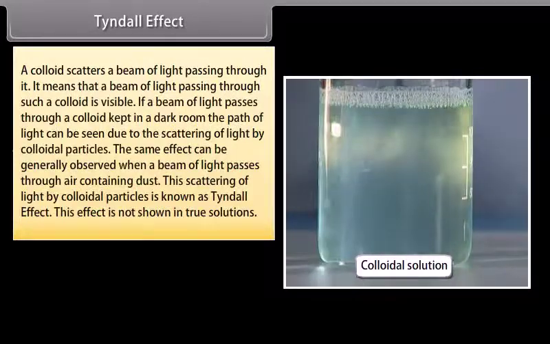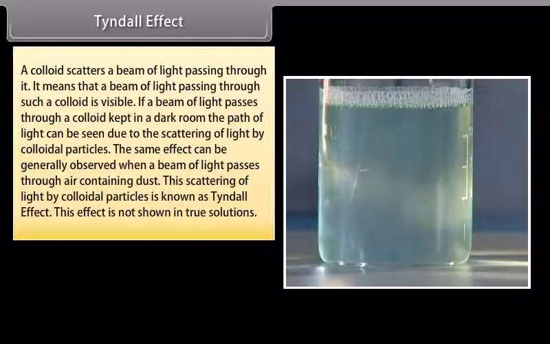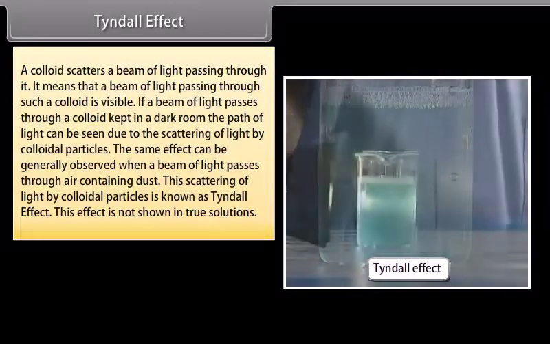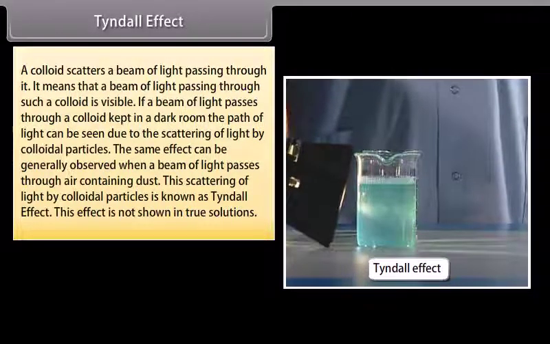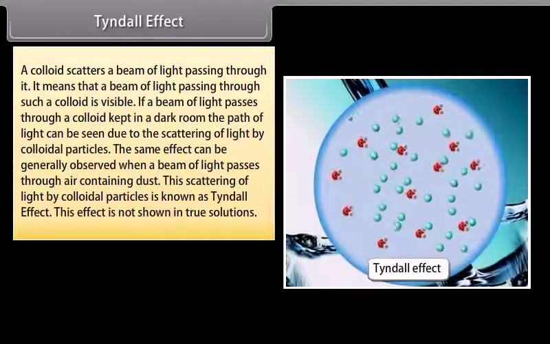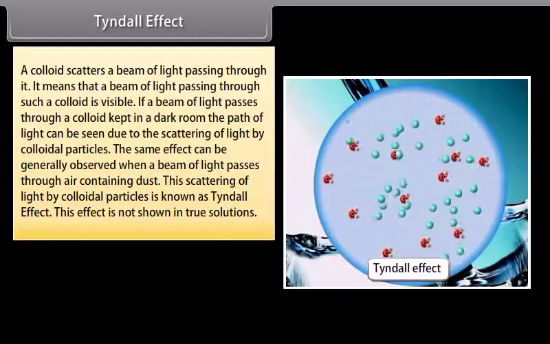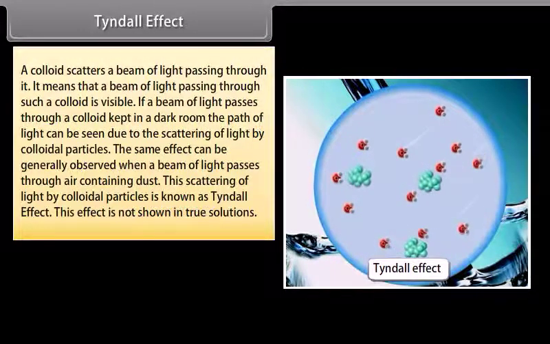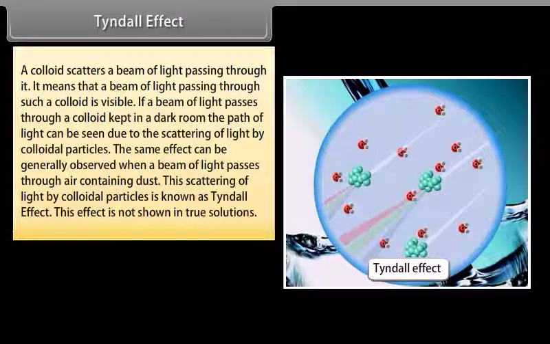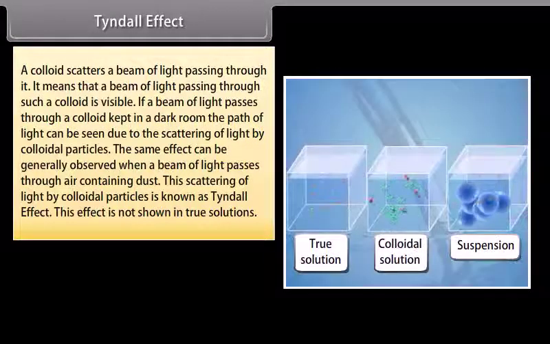Tyndall effect. A colloid scatters a beam of light passing through it. It means that a beam of light passing through such a colloid is visible. If a beam of light passes through a colloid kept in a dark room, the path of light can be seen due to the scattering of light by colloidal particles. The same effect can be generally observed when a beam of light passes through air containing dust. This scattering of light by colloidal particles is known as Tyndall effect. This effect is not shown in true solutions.